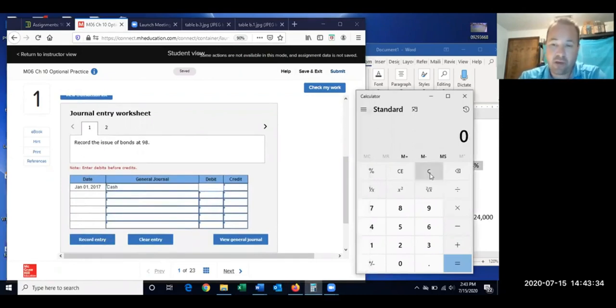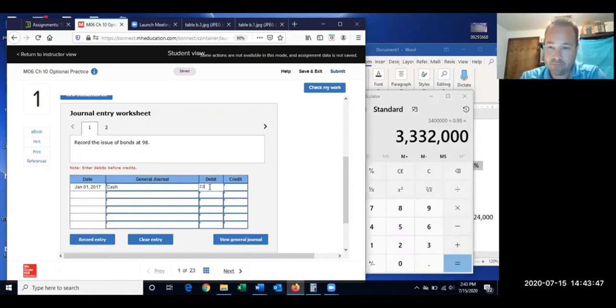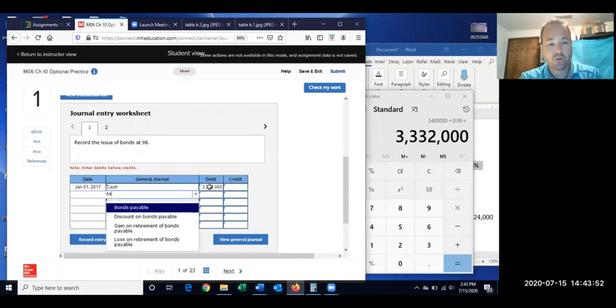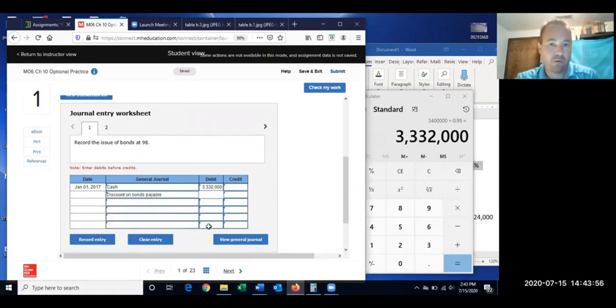So when I sell my bond at a discount, I'm going to debit my cash. And then I need to figure up using my calculator, what is 98% of 3.4 million? And it is 3,332,000. Then I'm going to show, I can't just leave that difference between the 3.4 and the 3,332. I've got to get that difference shown as a discount. How much of a discount am I providing to my bondholders?